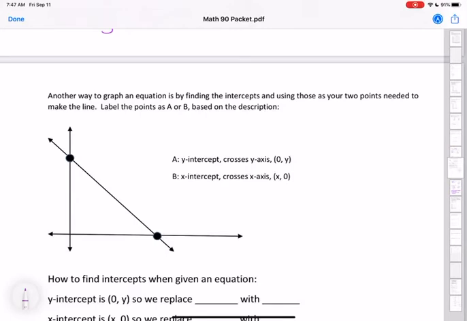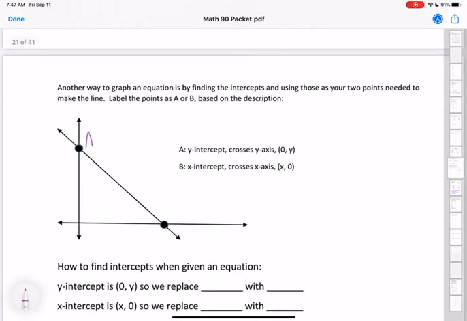think is A, which one do you think is the y-intercept where it crosses the y-axis at the point 0, y. Okay, that's going to be this one up top here. Whoops, this guy is A, and our x-intercept is down here, so there's B, where it crosses the x-axis at x, 0. So how to find the intercepts when given an equation?